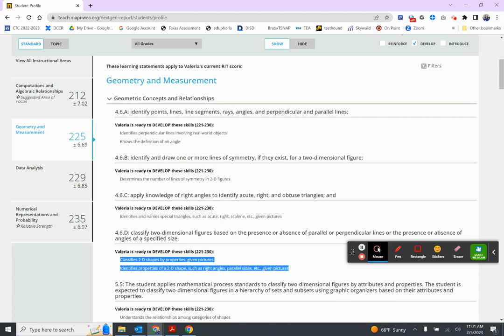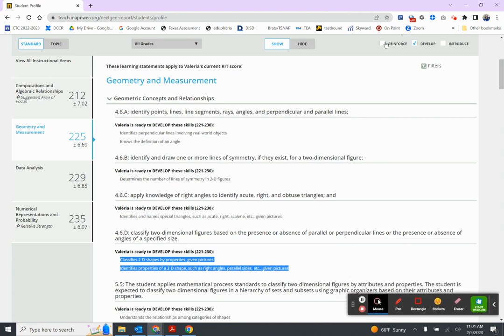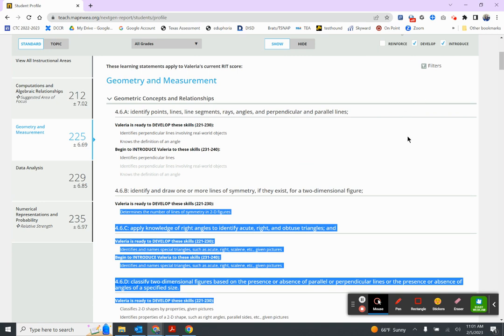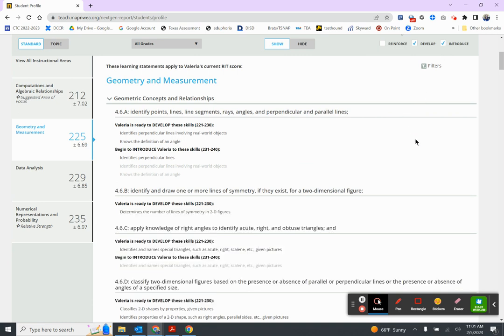Now, what we can do is we can say, well, what do we need to introduce? Where is it that we need to really start the student? What do we need to introduce the student to? And here we have introduce and develop. You'll notice that these are grayed out because they are up here in the develop. Here we have the introduction: identifies perpendicular lines. And then for the develop, it identifies perpendicular lines involving real world objects. And so we can work these together.